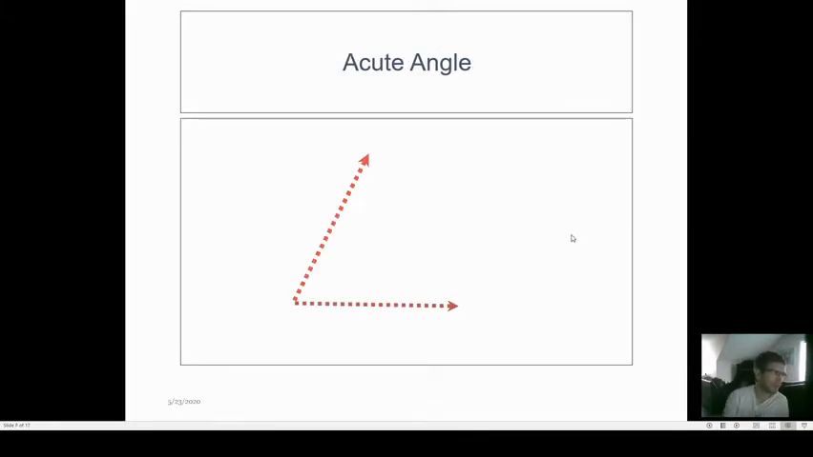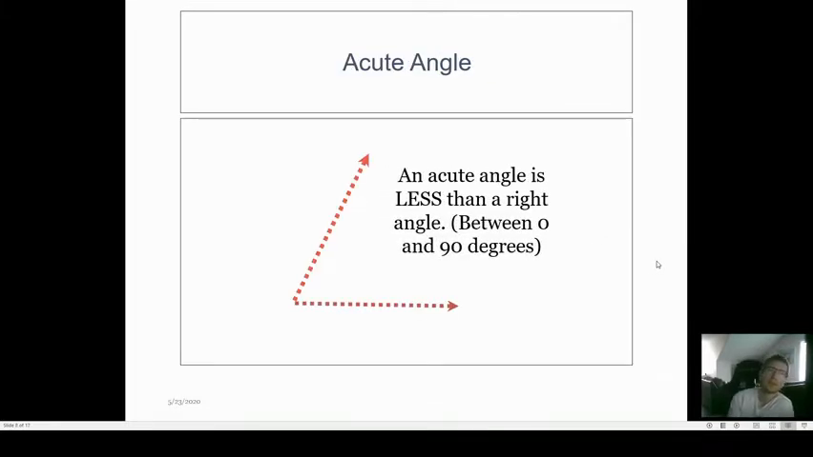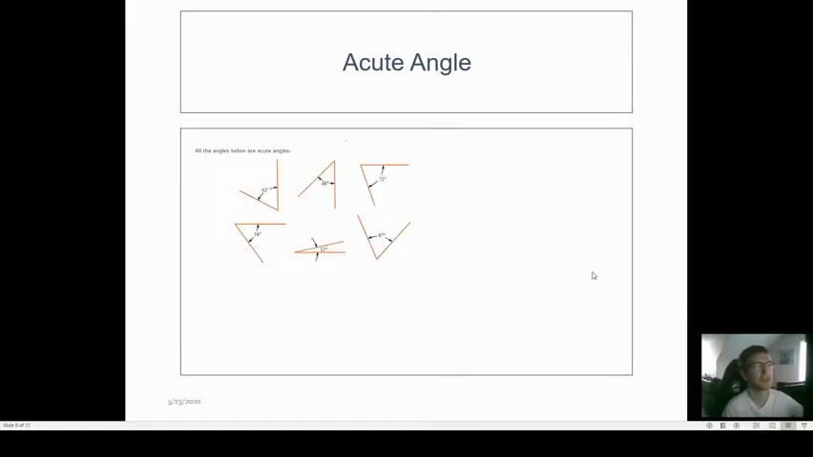Okay, an acute angle. An acute angle is less than a right angle. It's between 0 and 90 degrees. So really, an acute angle will never be 90 degrees. That's why it's saying between the two numbers. So it's between 0 and 90. Really, an acute angle is between 1 and 89 degrees. But really, for how mathematicians write it, an acute angle is between 0 and 90 degrees.